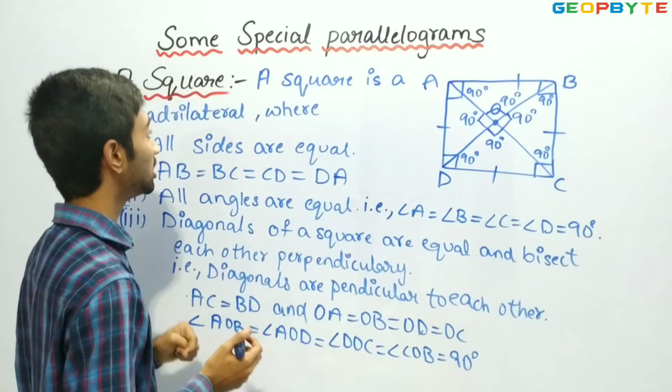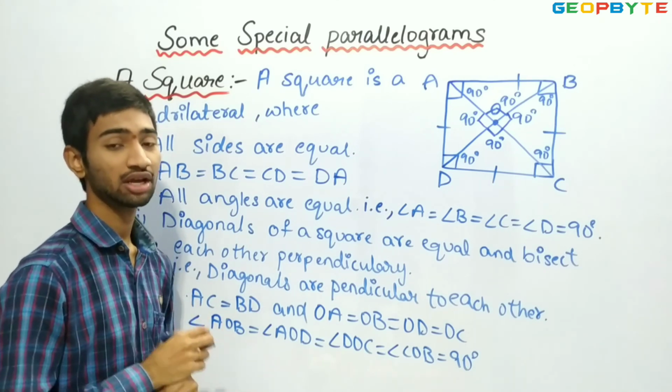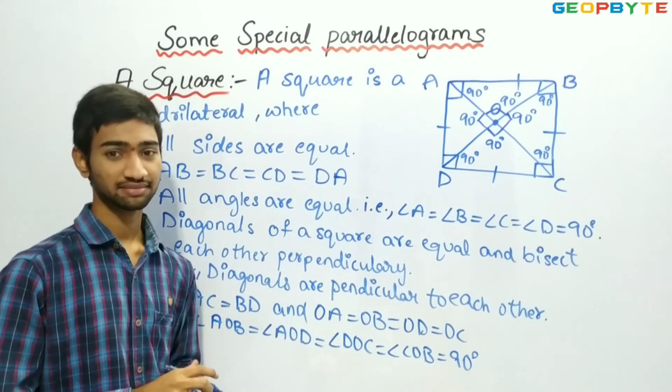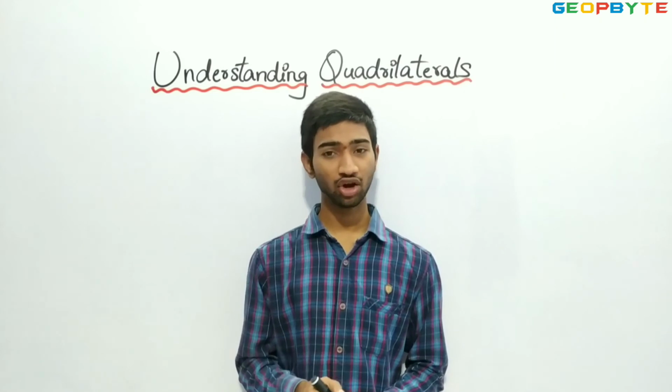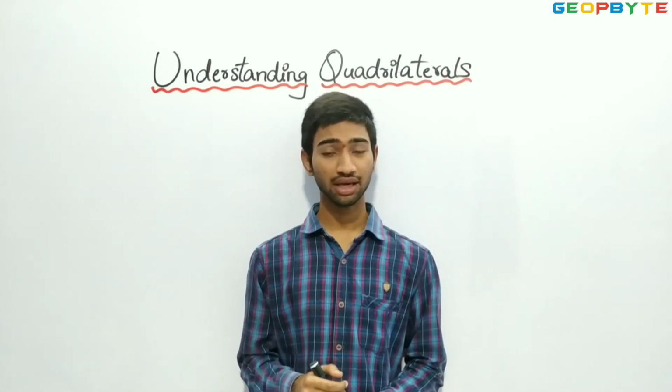So these are all the properties of a square which is a quadrilateral. The remaining topics will be covered in the next video.